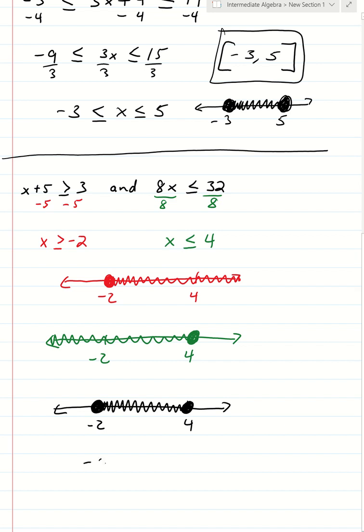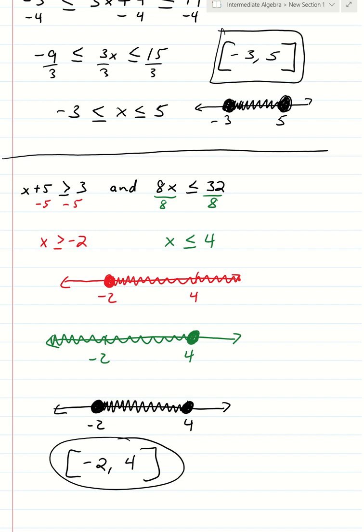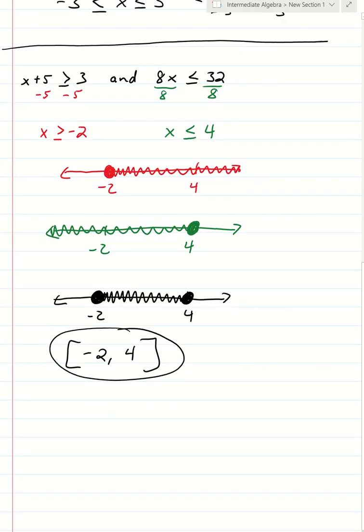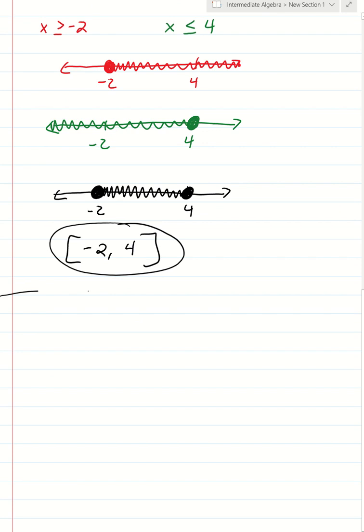Once again, we're going from -2 as the smaller to 4 the larger. Since both -2 and 4 are shaded in, we would have to use a bracket. And that would be your solution that represents this compound inequality. Okay? Let's try one more compound inequality.